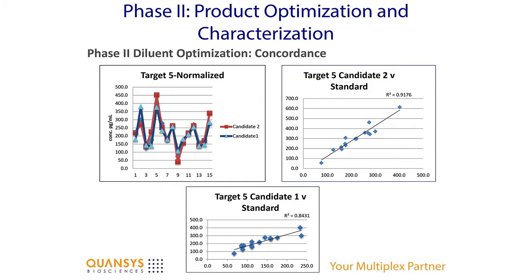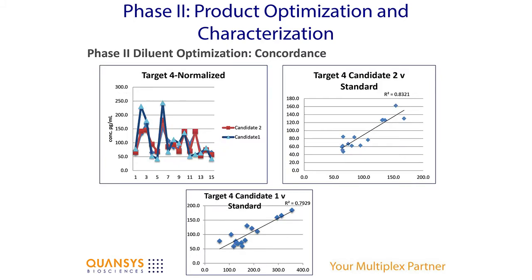But on concordance, there were some differences. So obviously, candidate 2 was a better sample diluent than candidate 1 for target 5. Here again, target 4. Again, we don't see a lot of difference here, but interestingly enough, on concordance, it is slightly better with candidate 2.